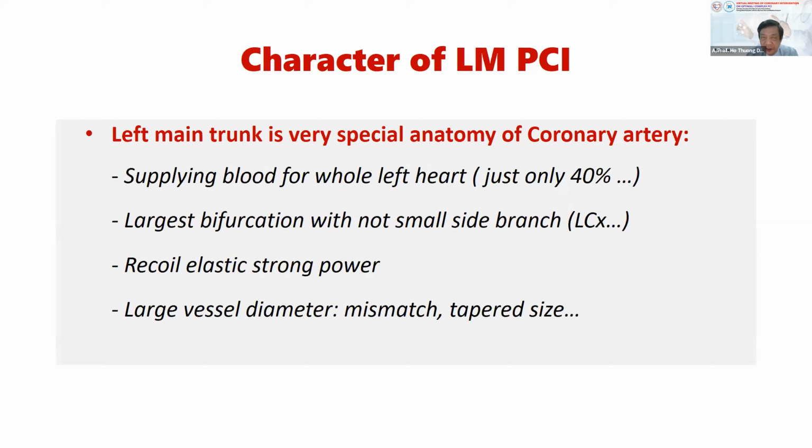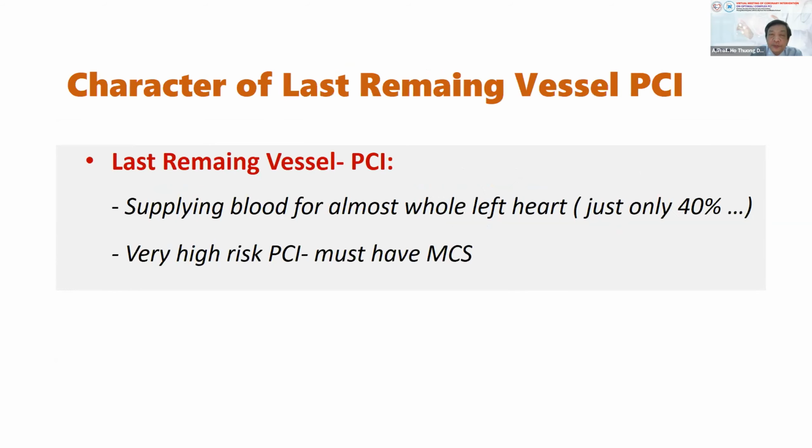Because the left main trunk has a very special anatomy in coronary artery disease. It supplies blood for the whole left heart. And as we know, just 40% compromise can induce cardiogenic shock. It's the largest bifurcation with not small side branch circumference. It has a strong elastic recoil power, and it has a large vessel diameter. There is a big mismatch between the left main and the LAD and circumflex.